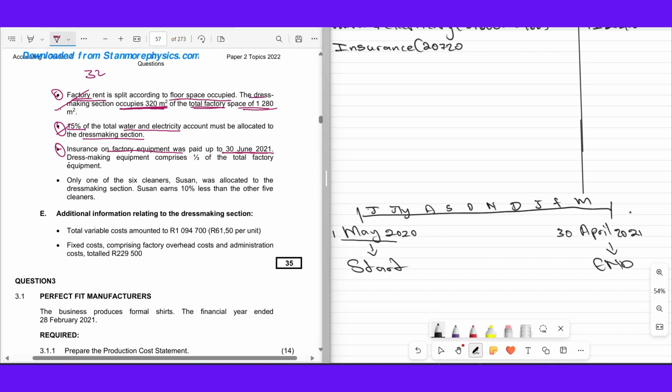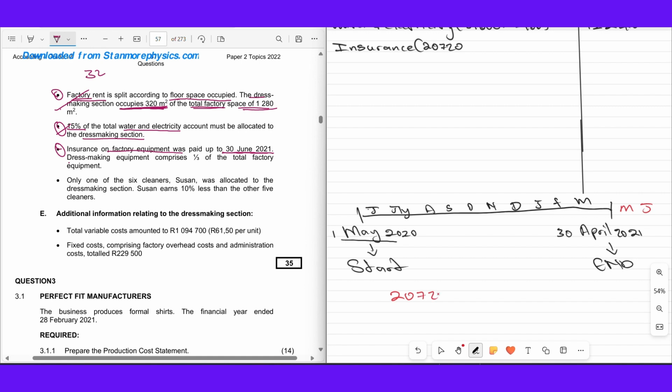So from April to June 2021, there are 2 months in advance. After April, we have May, June. We paid 2 months in advance because we are the ones paying insurance. This is what we call prepaid expense. We were supposed to pay only 12 months of insurance for the factory, but we paid for 14 instead of 12. So this 20,720 is for 14 months, and we need 12 months. That is what we need to allocate to the factory.